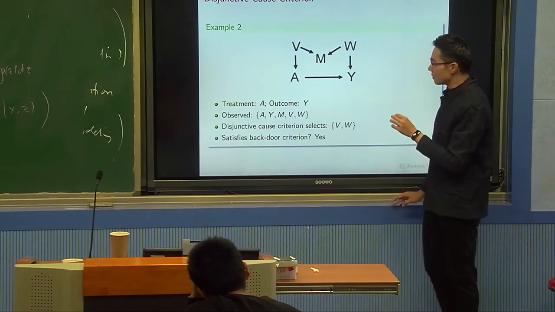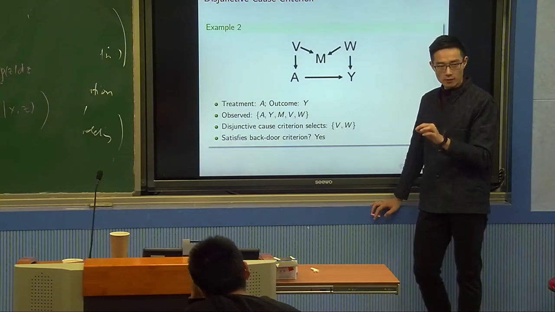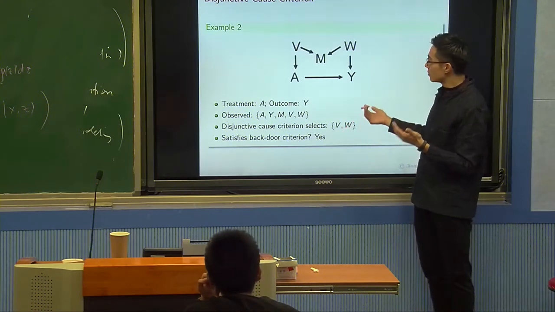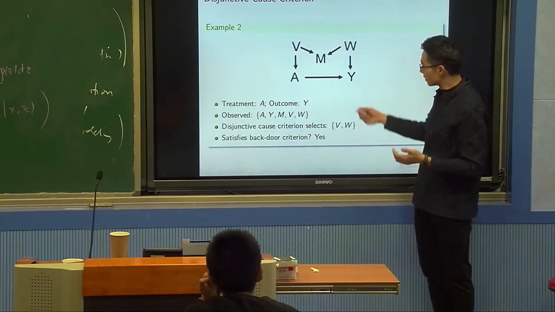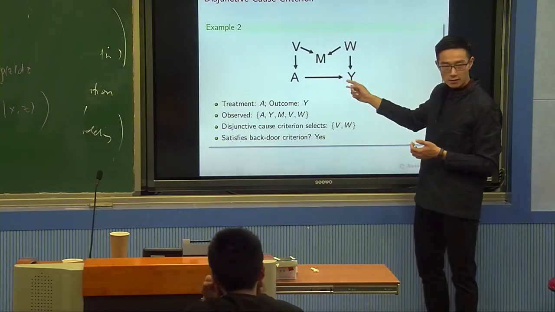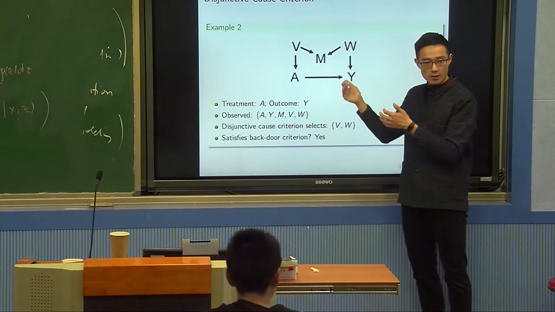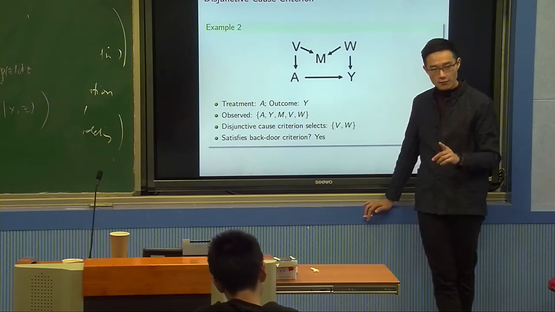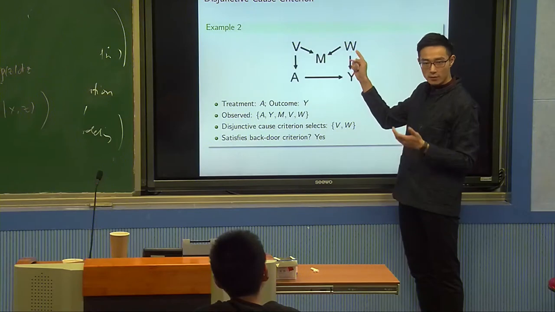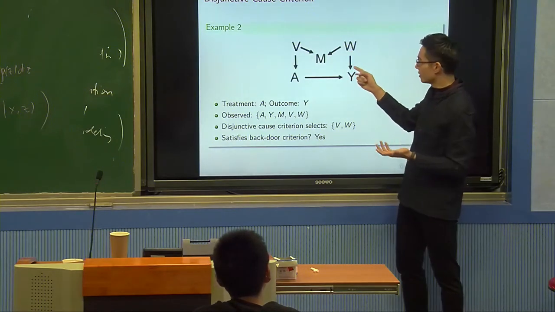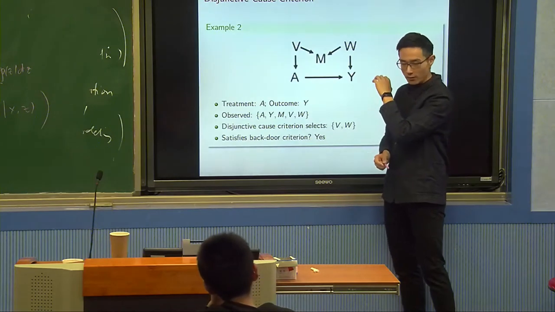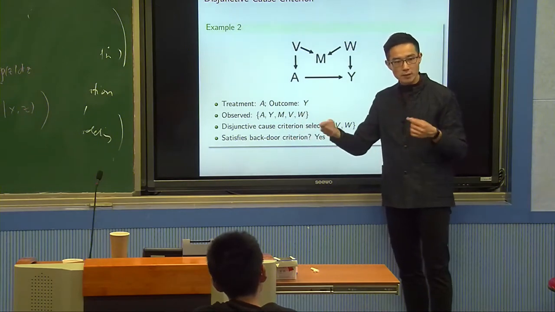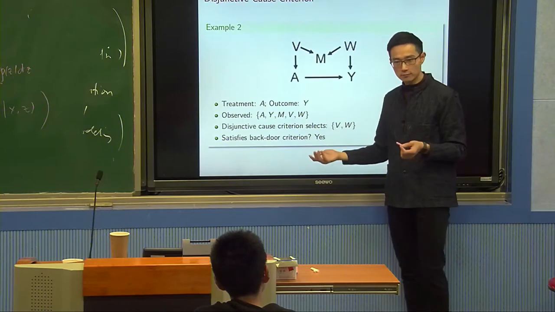Well, what is the minimally sufficient set of variables that satisfies the backdoor criteria here? The minimal set is nothing. You don't need to control for anything, because M is a collider, so this path is already blocked. You can just directly look at the correlation between A and Y, and it tells you the causal effect. However, if you control for V and W, is it okay? Of course it's okay too, as long as you don't control on the collider, you're fine. So V and W, selected by the disjunctive cause criteria, is larger than the minimally sufficient set, but it still satisfies the backdoor criteria.